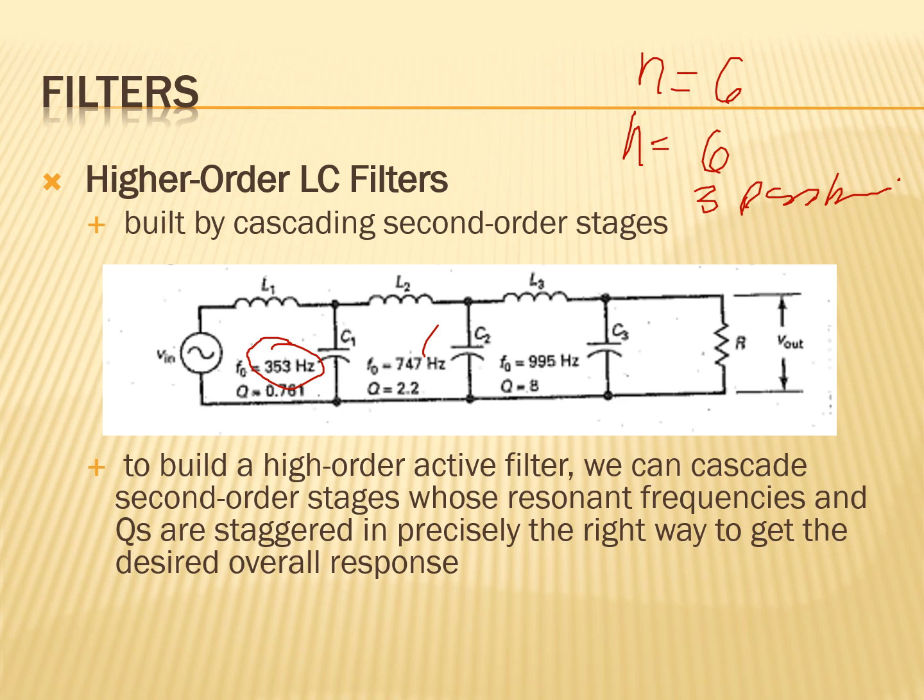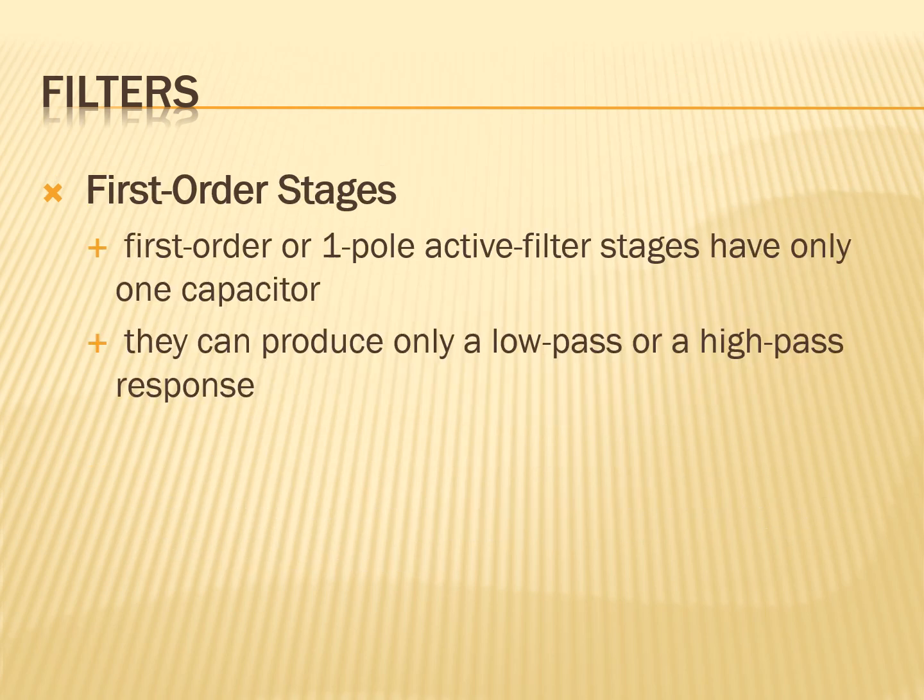So the idea of staggering the resonant frequencies and the Qs of second-order stages applies also to active filters, just like in a passive filter. It says here, to build a high-order active filter, we can cascade second-order stages whose resonant frequencies and Qs are staggered in precisely the right way to get the desired overall response. Okay, so let us now proceed to active filters.